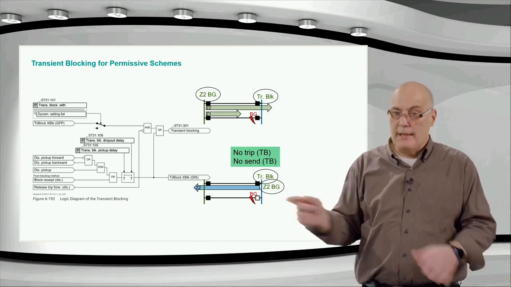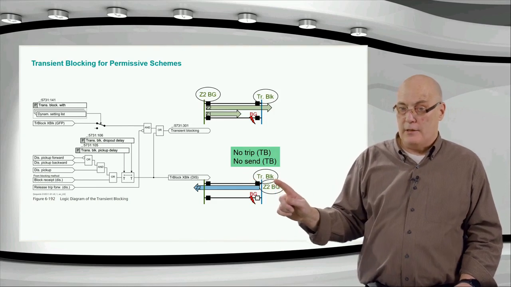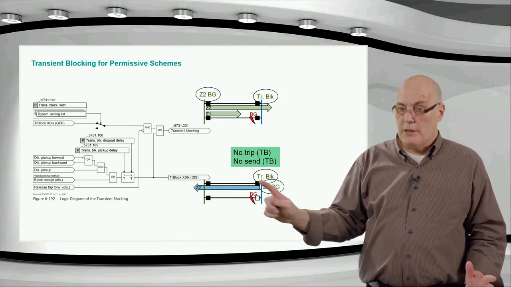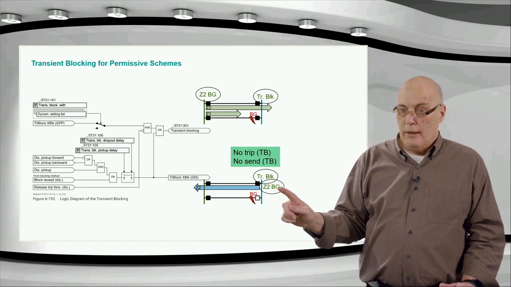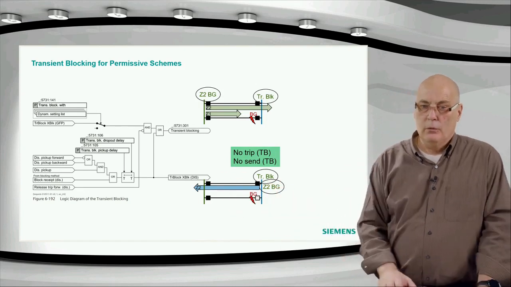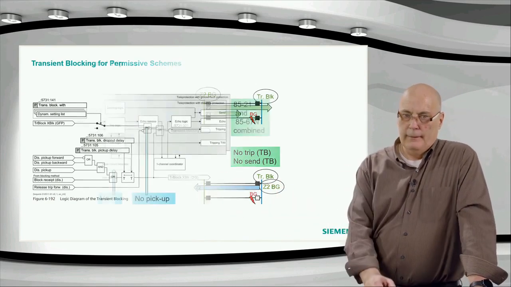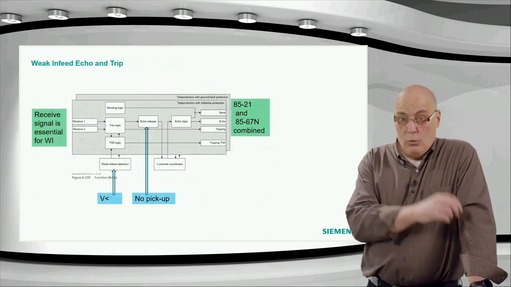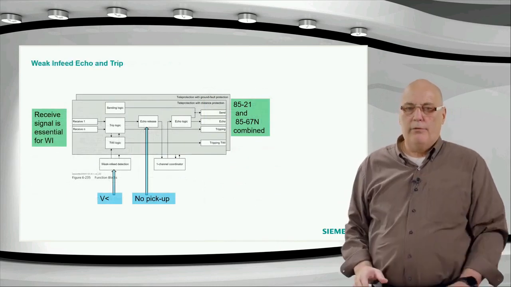And you will also not send a signal. That's the other interesting thing. Normally the zone 2 pickup will send a signal, but with the active transient blocking, there will be no send signal. It really sounds more complicated than it is. It's really fairly straightforward.